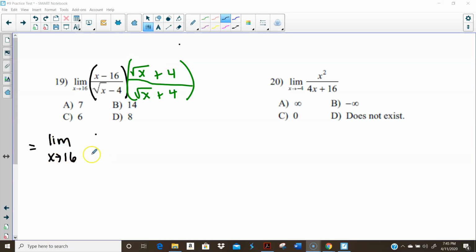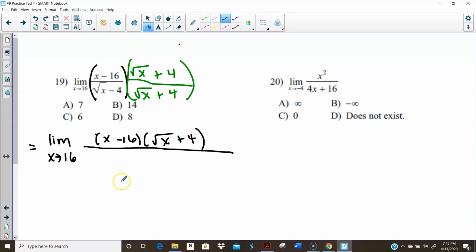The limit as x approaches 16, now I'm going to see what I end up with in the numerator. So in the numerator, I have x subtract 16 times the square root of x plus 4. We're going to leave that for now, and then let's go ahead and multiply out the denominator. So the denominator is the square root of x times the square root of x, which is simply x. Outside and insides are going to cancel, and then negative 4 times 4 is subtract 16.